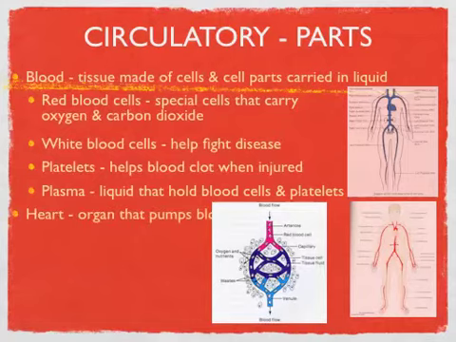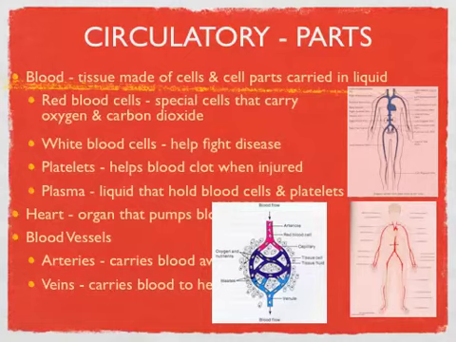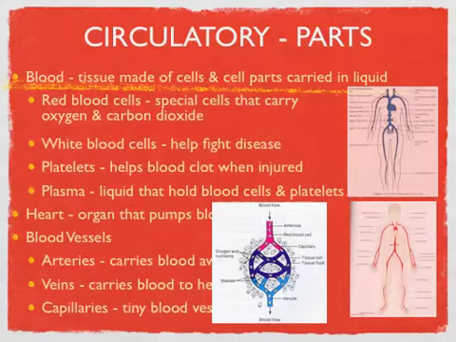In addition to blood, there's also a heart. The heart helps pump blood around the body. Blood vessels. There are two different types of blood vessels, arteries and veins. Arteries carry blood away from the heart, while veins carry blood to the heart. Finally, there are little tiny blood vessels called capillaries.